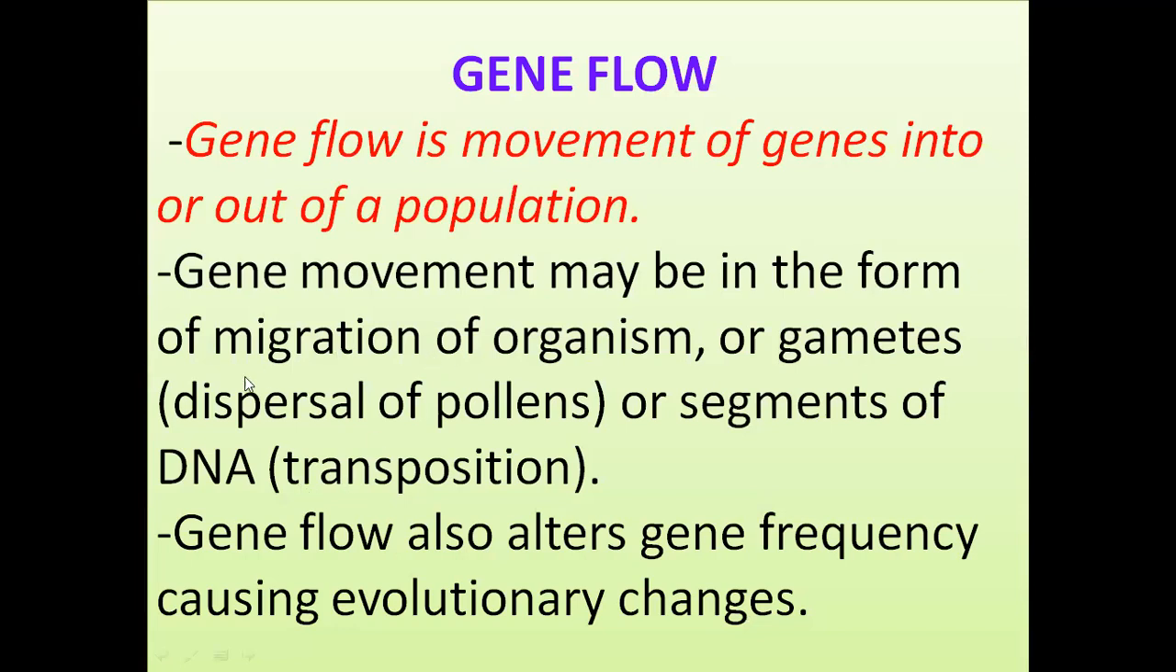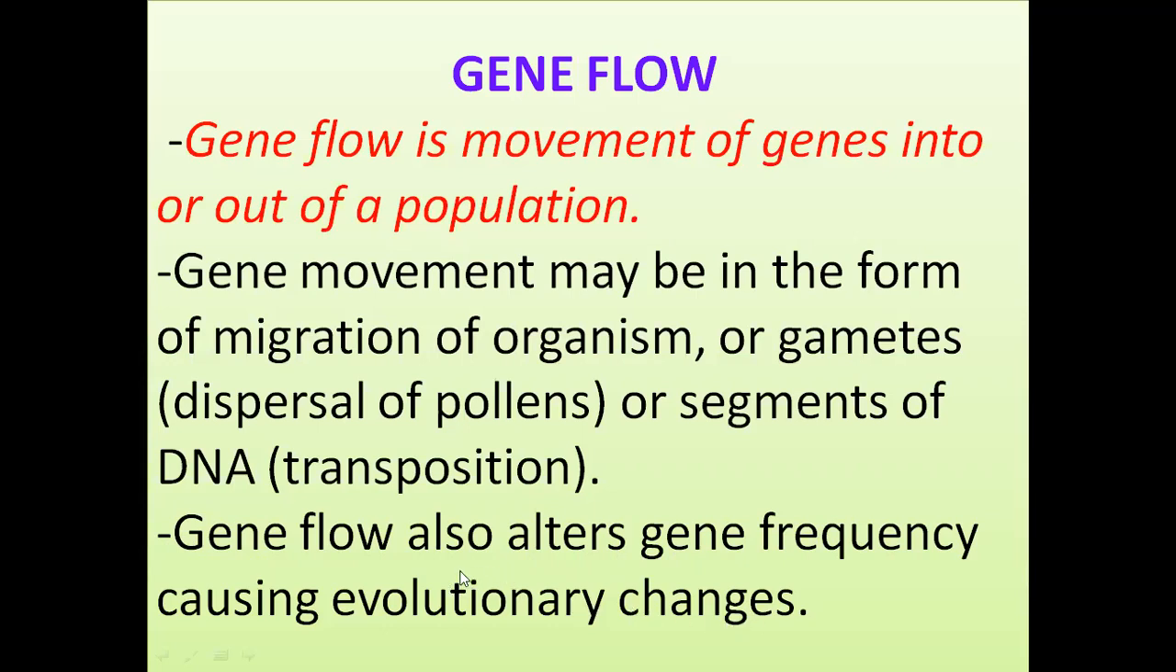See, gene flow. Gene flow is the movement of genes into or out of a population. Gene movement may be in the form of migration of organisms or gametes. For example, dispersal of pollen, which we had seen in our previous slide. Dispersal of pollen or segments of DNA, that is transposition, transformation. Gene flow also alters gene frequency, causing evolutionary changes.